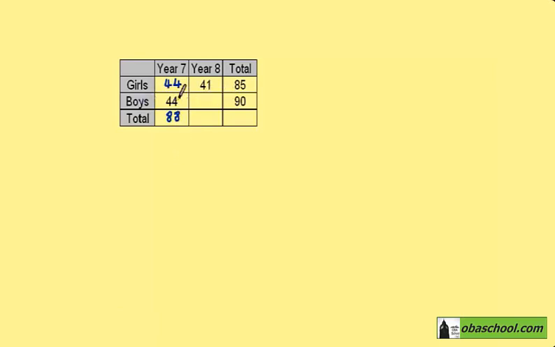Let's look at this row. 90 boys in total and 44 in Year 7. 90 take away 44 is 46. Then we can complete this column. 41 plus 46 is 87. 88 plus 87 is 175. And just check, 85 plus 90 is also 175.